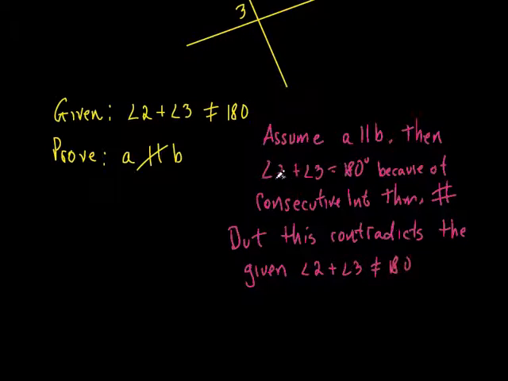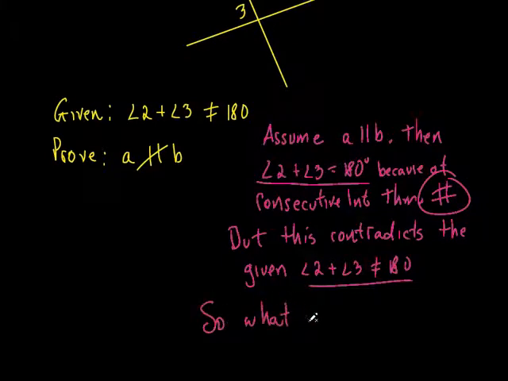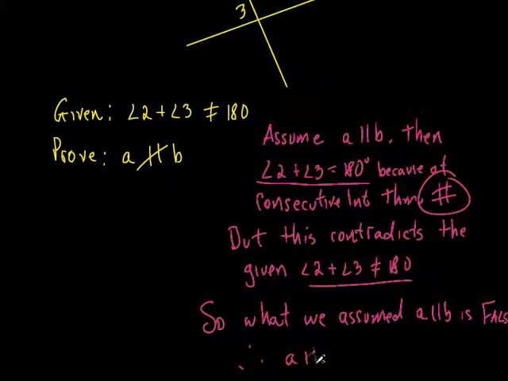Do you see that? It can't be both, can it? Look, I said right here that it is equal, but the given says that it's not equal. Therefore, our contradiction, right? So this contradicts the given. So, what we assumed about A being parallel to B is false. Therefore, A is not parallel to B.